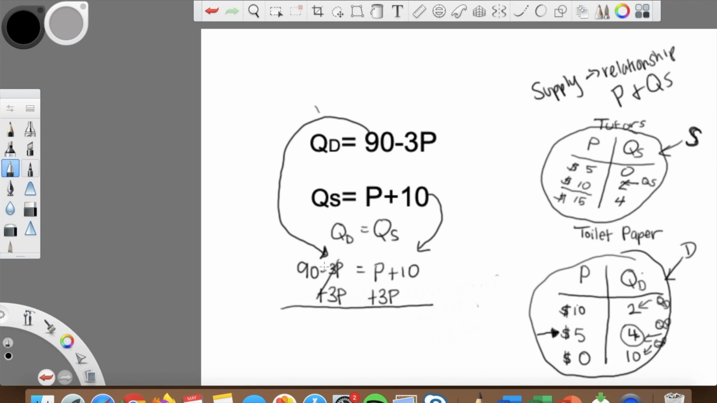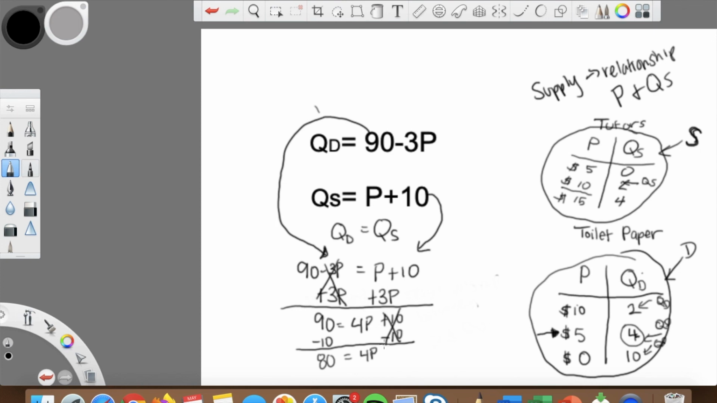So they're going to cancel out over here. On this side of the equal sign, all I have left is 90. So I've got 90 equals P plus 3P, that's 4P, and I've still got this plus 10 over here. Now I want to get rid of this plus 10. I get rid of it by subtracting 10, and I have to do it to both sides. So these cancel out over here. 90 minus 10, that's 80. And then I've got 4P left on this side of the equal sign.